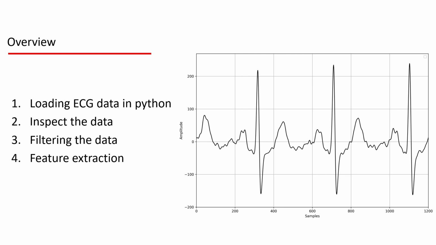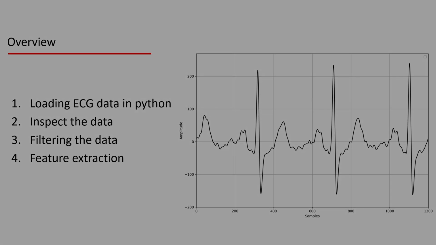First, we'll start with loading ECG data in Python. Then we'll move on to inspecting the data, which is very important when working with any kind of dataset. After that, we'll dive into filtering the data. And finally, we'll wrap up with feature extraction from the ECG signal. So without further ado, let's jump right in.